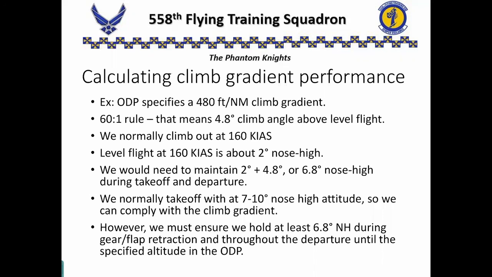Now, think about a normal takeoff. Put our spinner on the horizon, we check for a 7 to 10 degree nose high attitude on our attitude indicator. So 6.8, we can do that. That's a pretty normal takeoff for us. So we can comply with the climb gradient. The catch here is that we have to make sure that we hold that 6.8 degrees during the gear and flap retraction and throughout the departure procedure until we get to the altitude specified in the departure procedure. So don't let that nose drop when the flaps come up. Be anticipating that.